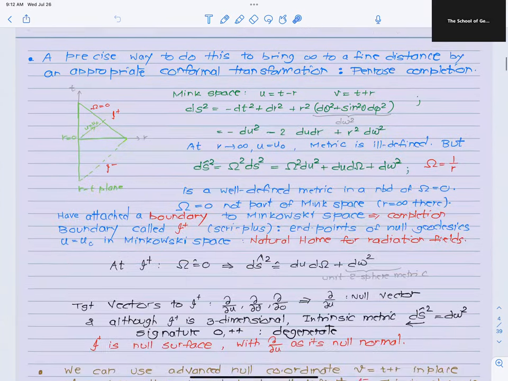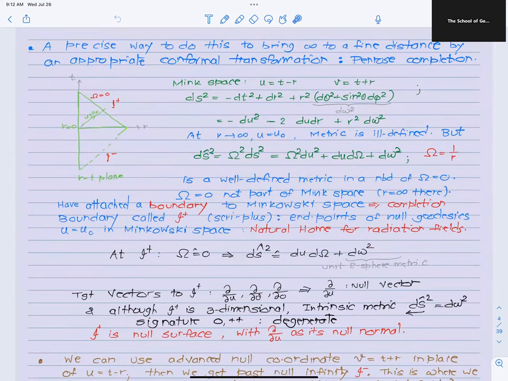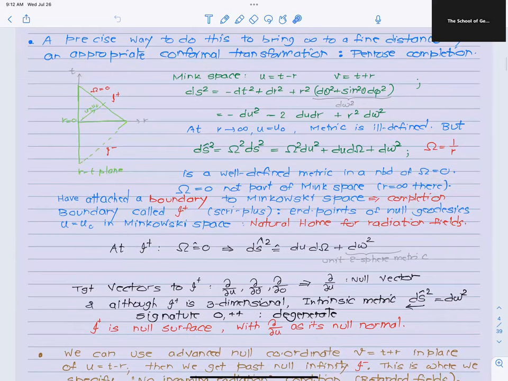Now, a precise way to do this is to bring infinity to a finite distance by an appropriate conformal transformation. And this is Penrose's completion. Now, you already have had some lectures on conformal completion, and the organizers just told me that you would be familiar with Minkowski space and conformal completion. So I'm going to be extremely brief.